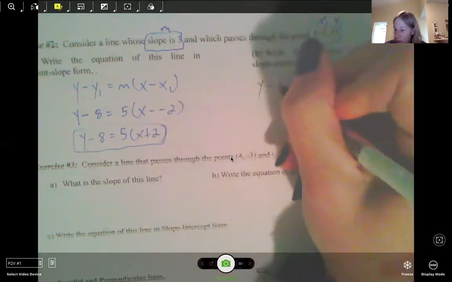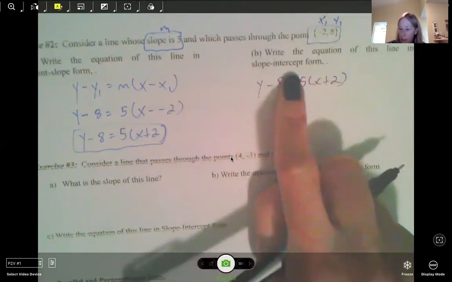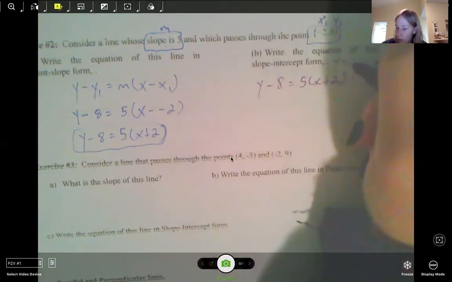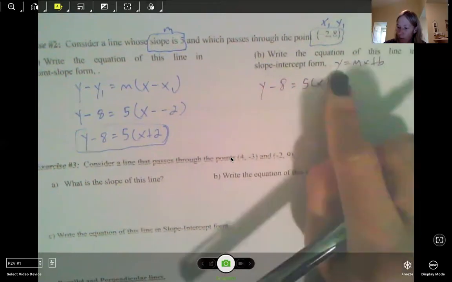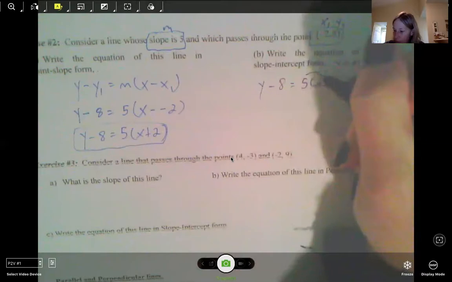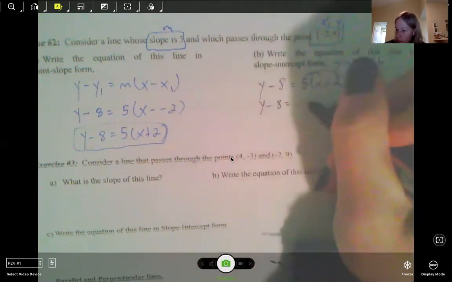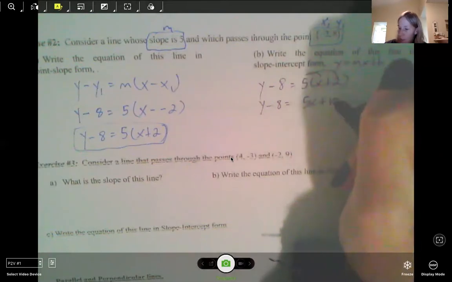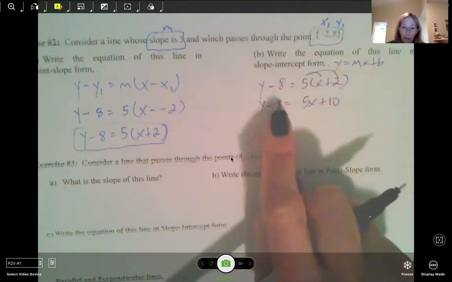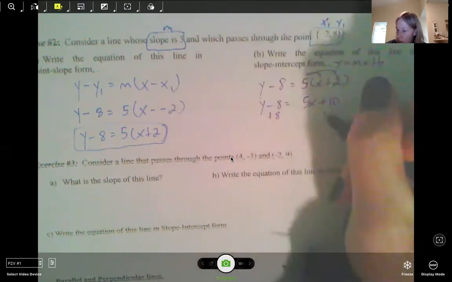So if we have y minus 8 equals 5 times x plus 2, to get it in slope intercept form, which is y equals mx plus b, so basically y being by itself, all we have to do is distribute that 5. So we have y minus 8 equals 5x plus 10. And then to get y by itself, we need to move the -8 over here. So to move it, we undo it.